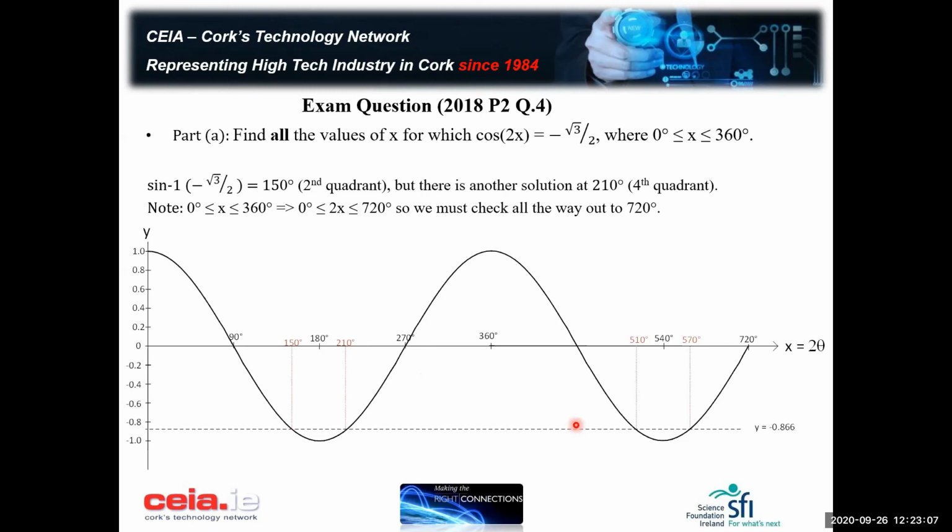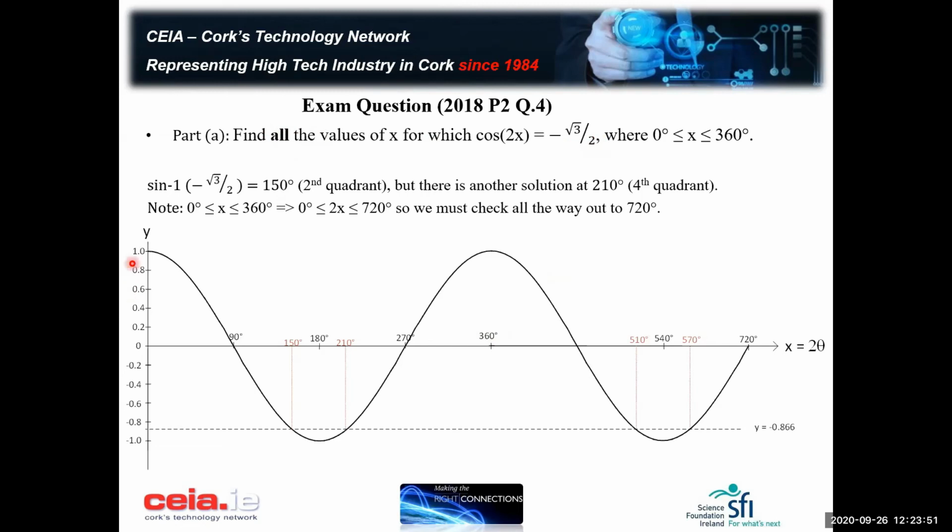Okay, 2018, they had an inverse trig problem in question 4. Find all the values of x for which cosine 2x equals minus root 3 over 2. Now, at first glance, all you need to do is take the inverse cosine of minus root 3 over 2, and that's your solution. But remember before, you have to be careful that there are multiple solutions to that. And they gave a clue because they said all, and they put the word all in bold. So you need to watch out for things like that. They're looking for all of the values that satisfy that.